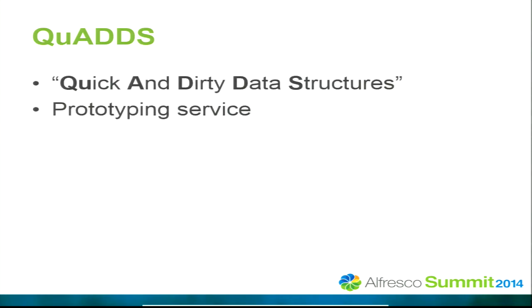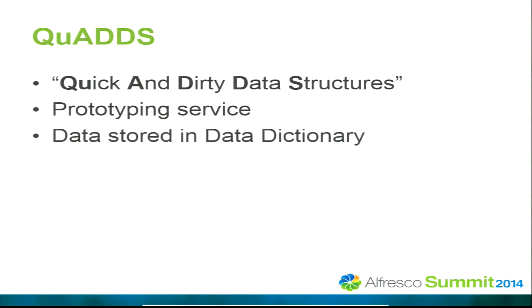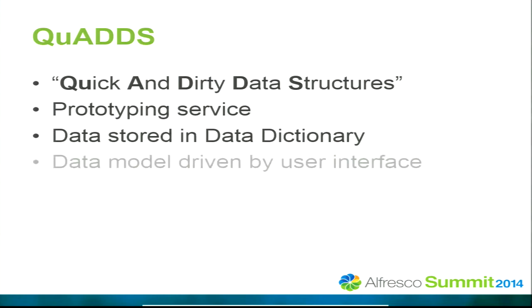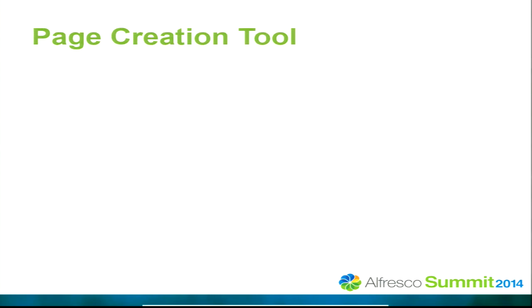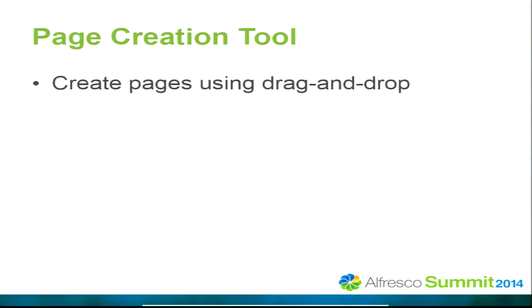It's purely for prototyping, and all of the data is stored in the data dictionary. So for each quads you get a folder, and for each item you get a CM content node, which just contains an abstract JSON content into which you can write literally anything. So as I said, it's basically a data model entirely driven by the user interface. Not really suitable for production, but it's obviously pretty useful for prototyping.